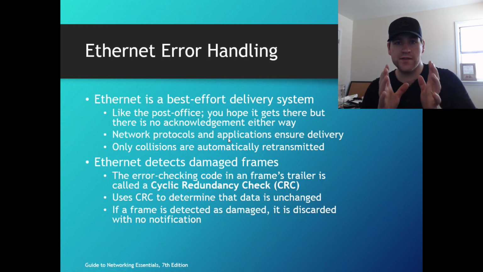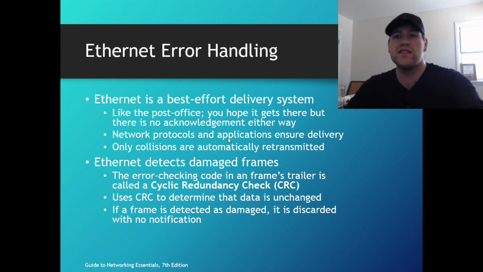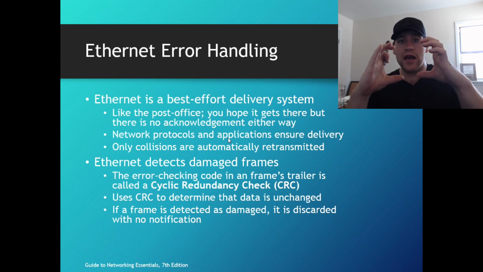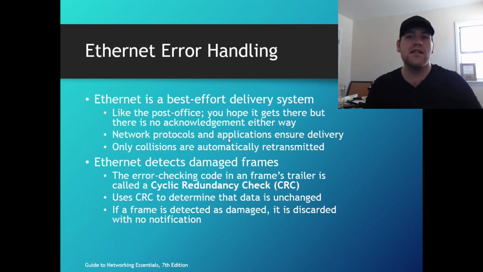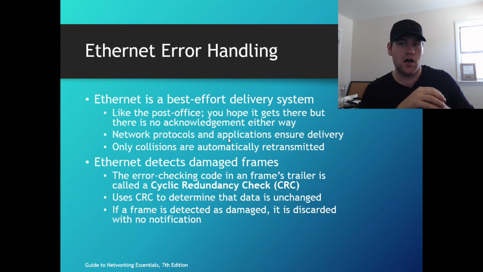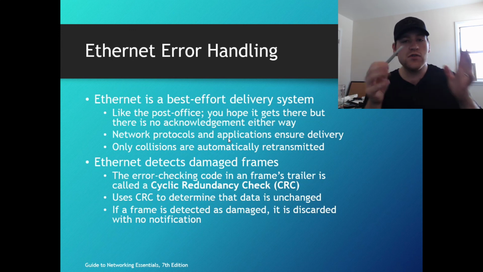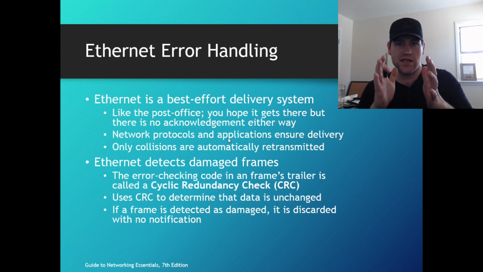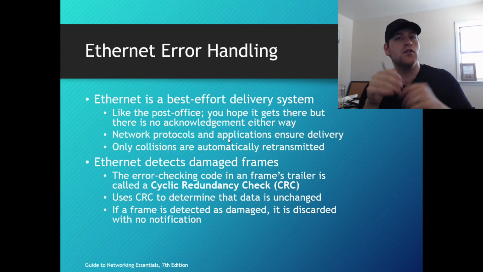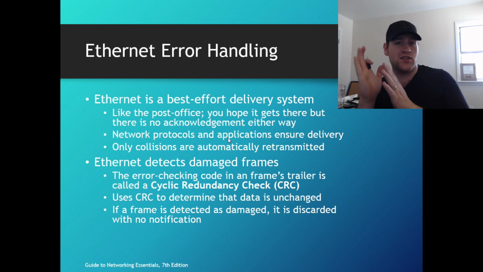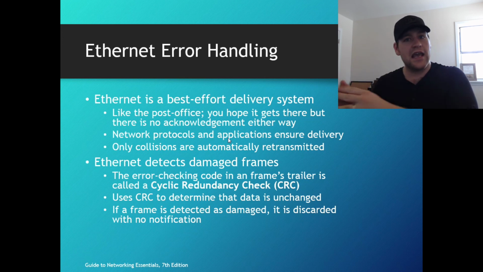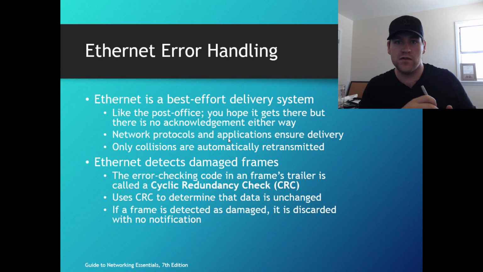Ethernet does detect damaged frames as it goes along. The cyclical redundancy check, which is part of the frame check sequence at the trailer of the frame, is what verifies that a frame is undamaged along the path. Some switches will run the CRC on a frame when they receive it, but not all. It will always be done by the sending NIC and the receiving NIC of that frame.